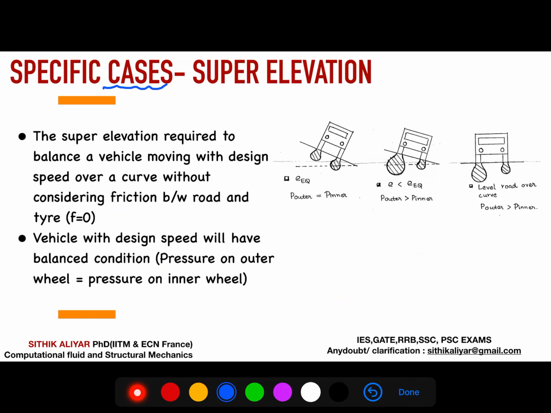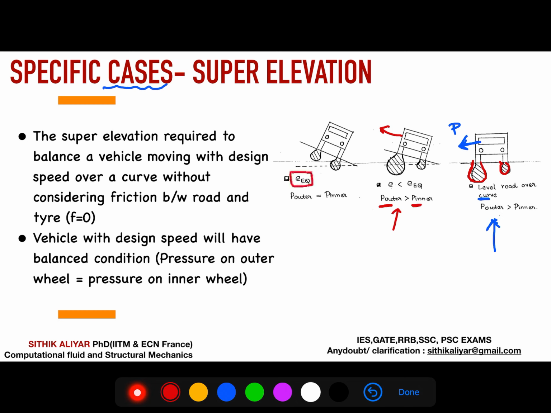When you are traveling in a level road, with no super elevation, the centrifugal force will be acting outwards, but still we are in the curve. So there will be high pressure acting on the outer wheel compared to the inner wheel, obviously. Similarly, when you are traveling on a super elevation, exactly the same story: the outer wheel pressure will be greater than the inner wheel pressure.